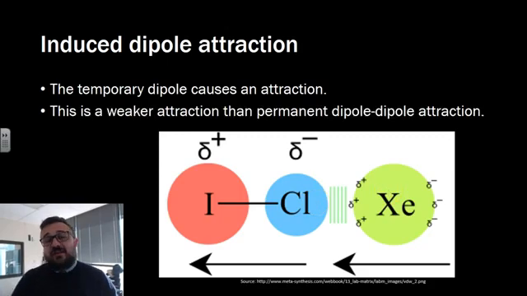It's a weaker attraction than a permanent dipole attraction, and it doesn't even have a touch on an intramolecular bond. Really, these are intermolecular bonds, and they are much, much weaker than intramolecular bonds. It's also a bit weaker again than a permanent dipole.